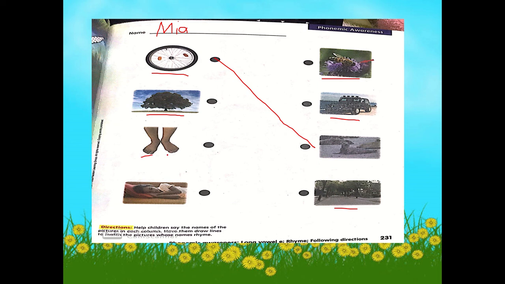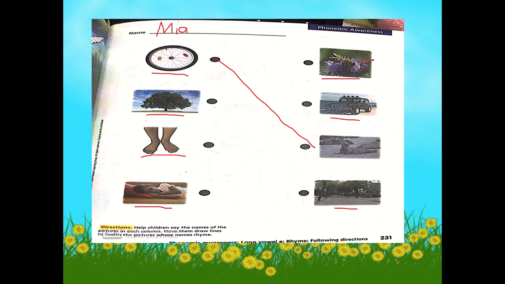Next, we have feet. The word feet ends with the T sound. So what object rhymes with feet? Is it B, jeep, or street? Draw a line to your answer. And the last picture is sleep. The word sleep ends with the P sound. So sleep rhymes with, is it B, jeep, or street? Draw a line to your answer.